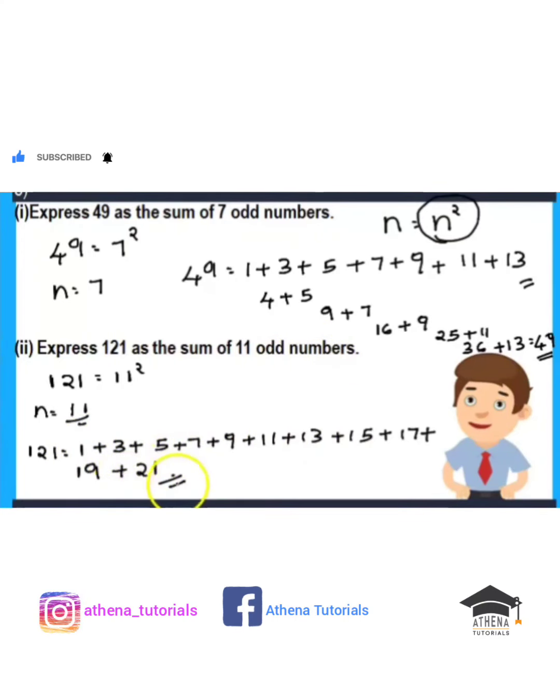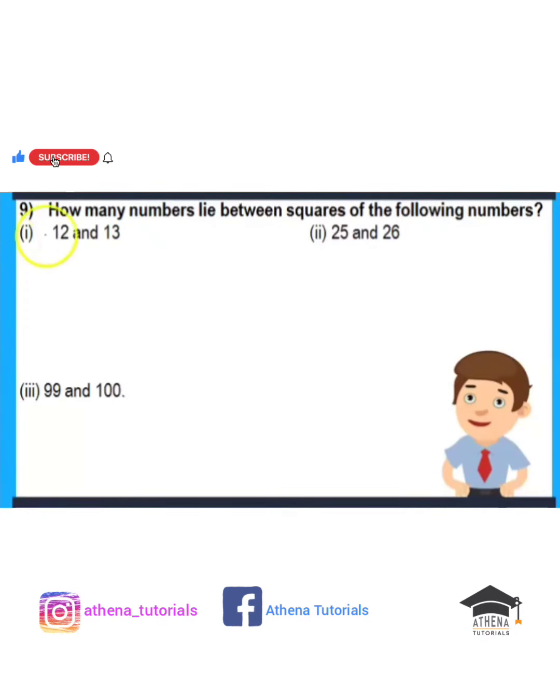So now let's solve the last question of exercise 6.1. In this question, they have given how many numbers lie between squares of the following numbers. So they have given two numbers each: 12 and 13, 25 and 26, 99 and 100. First, we need to find the square of these numbers, and then we need to find how many numbers lie between the squares of these two numbers.